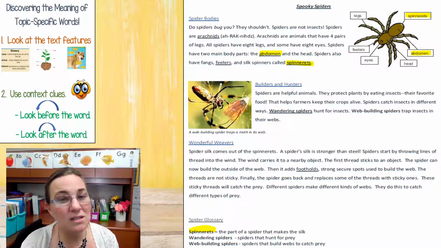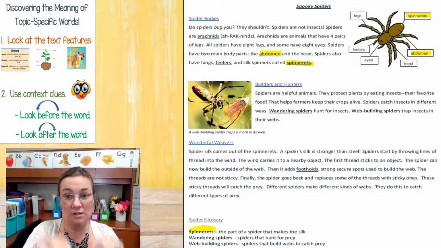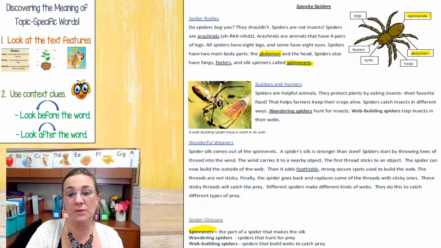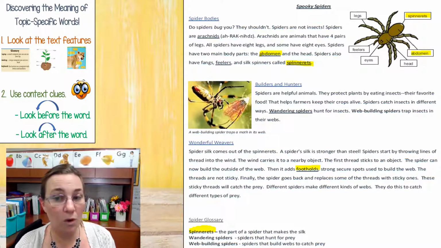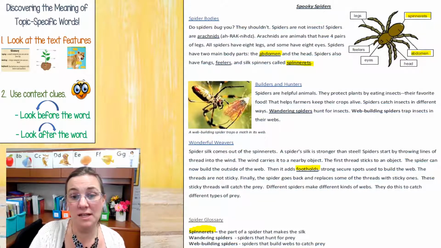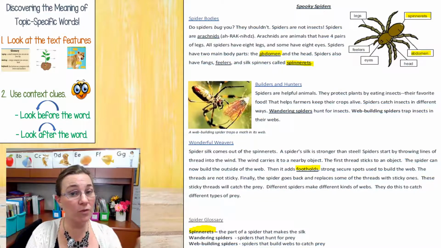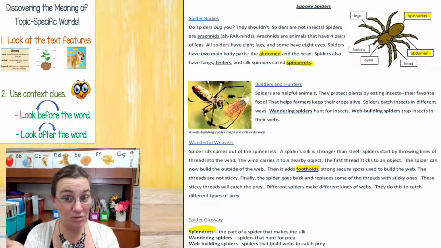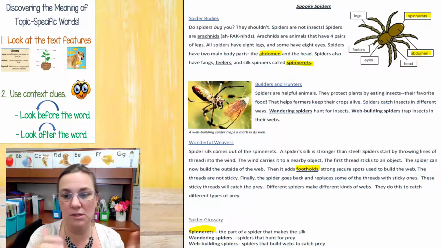But what if a word isn't in the text feature? That's when we have to use our context clues. For example, take a look at this word. This is the word footholds. I don't see the word footholds anywhere in a text feature or in the glossary. So I'm going to have to use my context clues. I'm going to look before the word and after the word to see if I can find some clues.